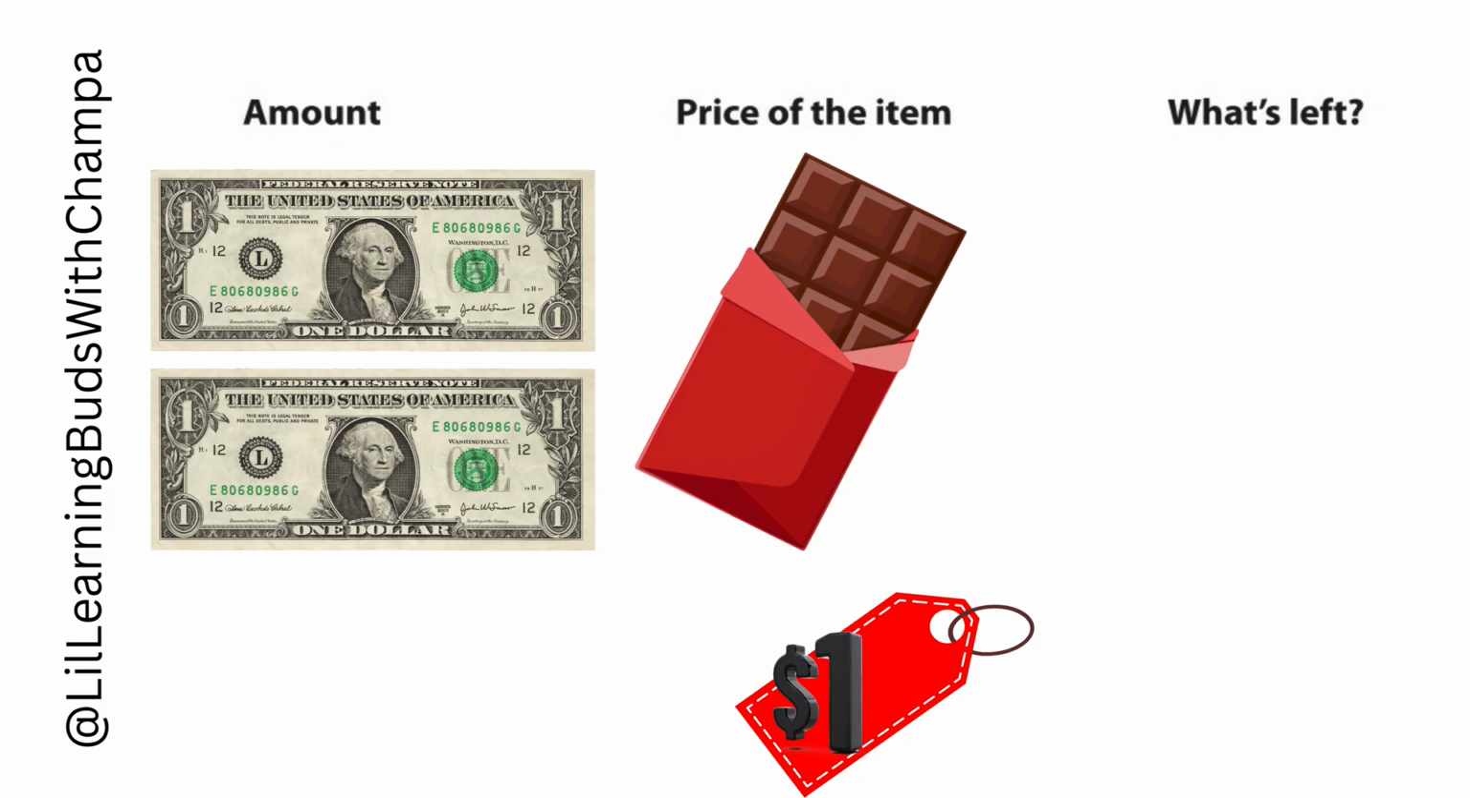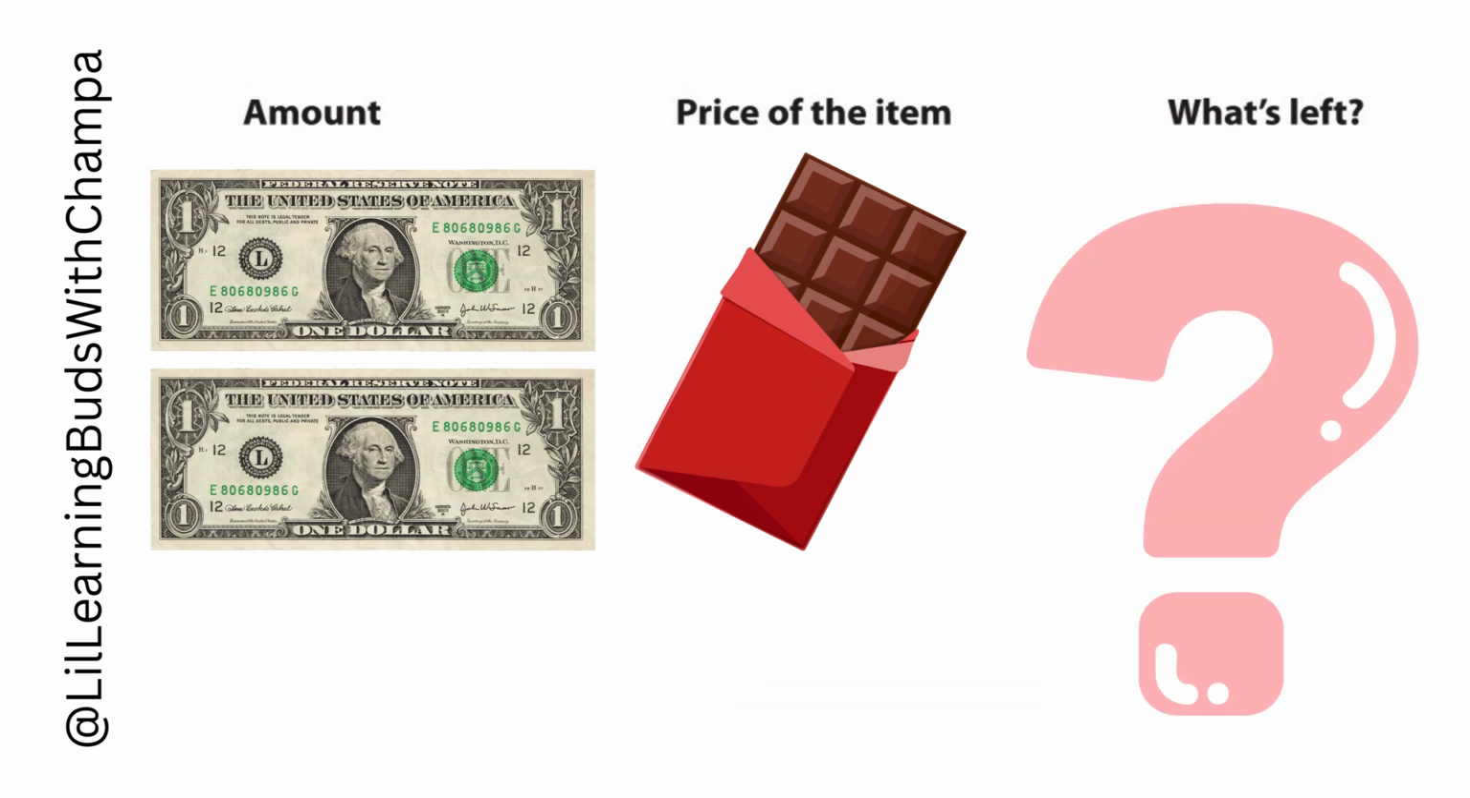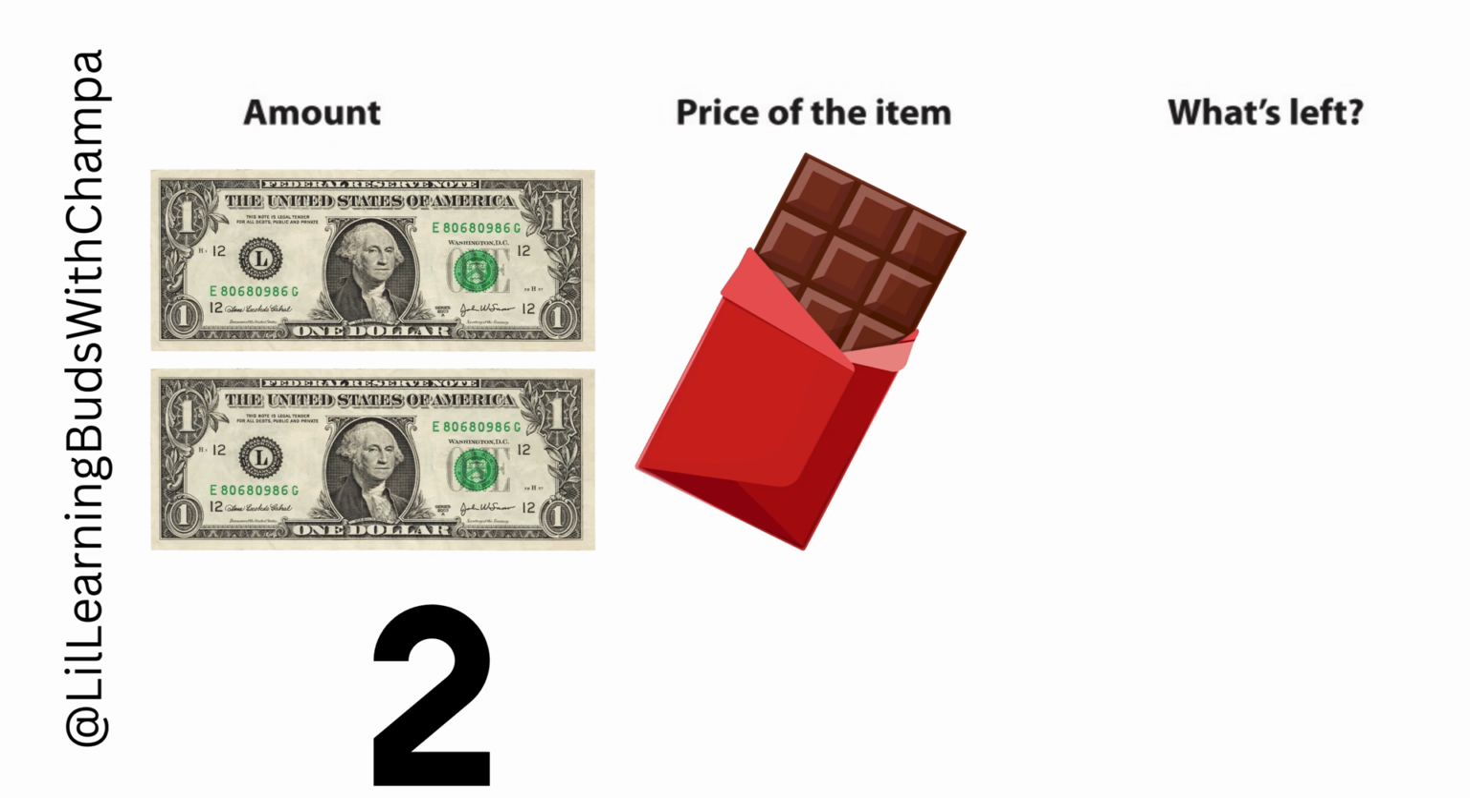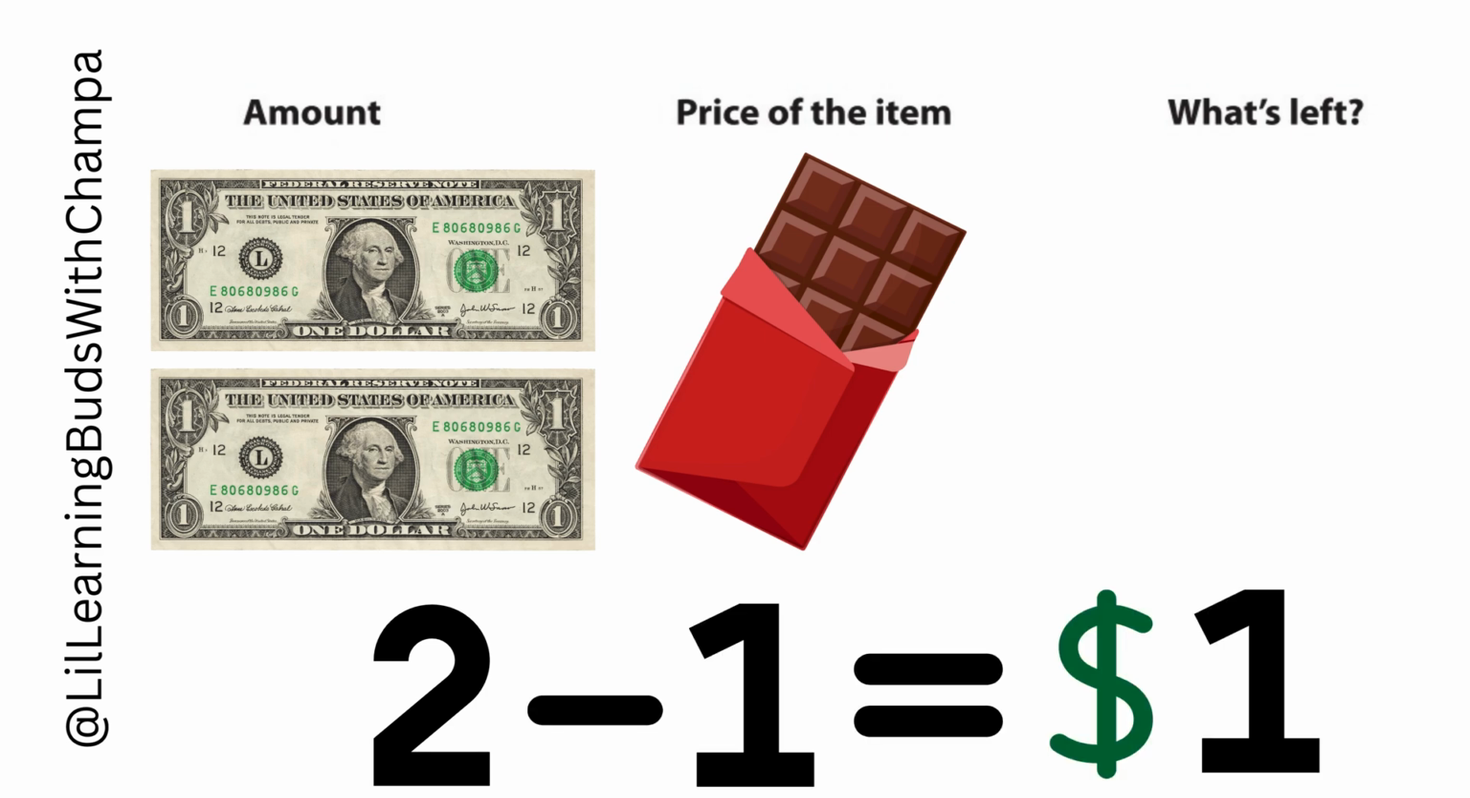Let's say you want to buy a chocolate bar priced $1. You have $2 with you. So how much will you be left with after purchasing? It's 2 minus 1, which is $1. So you're left with $1 in your wallet.